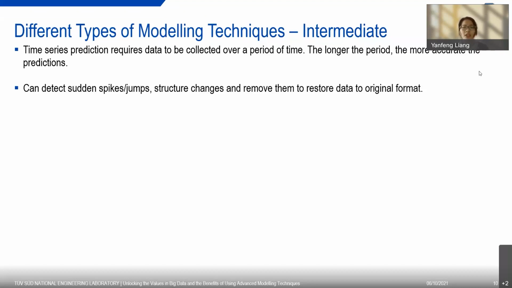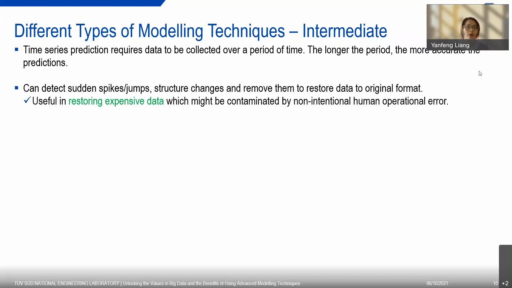If that's the case, you can actually use a type of algorithm to remove those sudden spikes and jumps to restore the data back to its expected format. So when will this become useful? Well, it will become useful if you wish to restore expensive data.